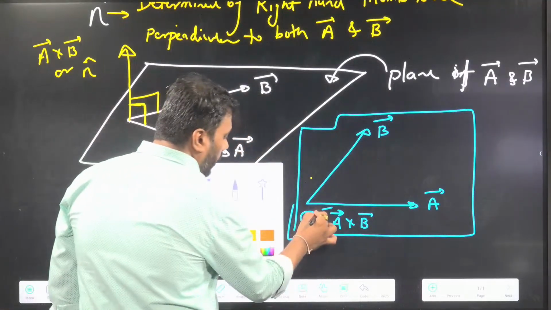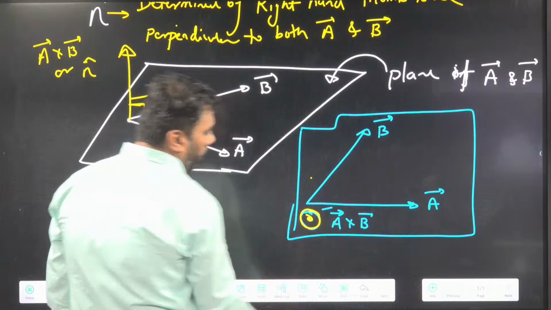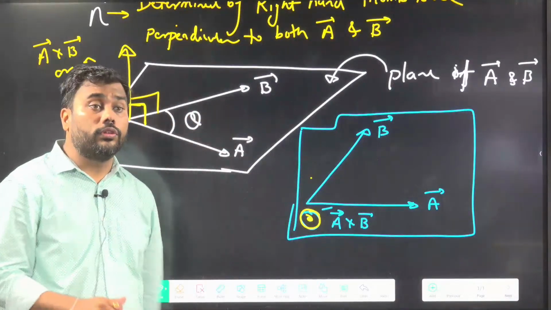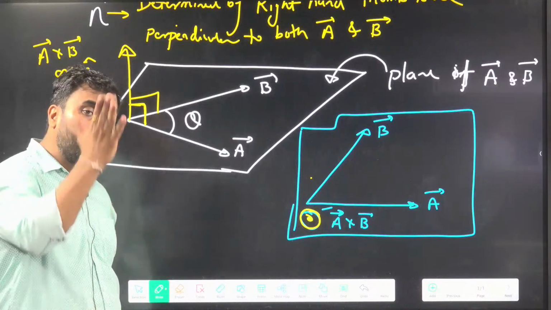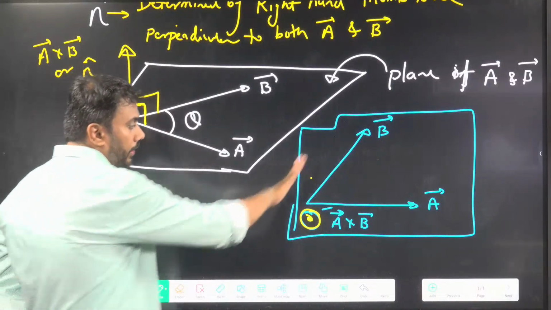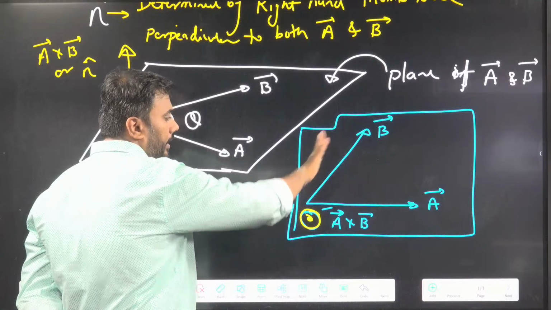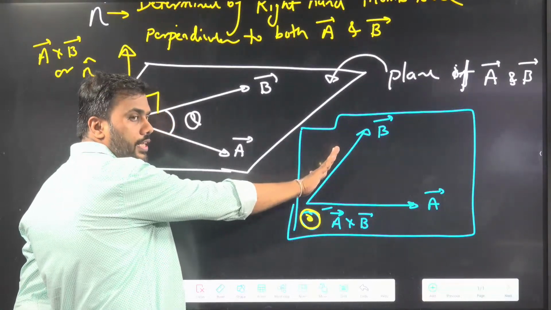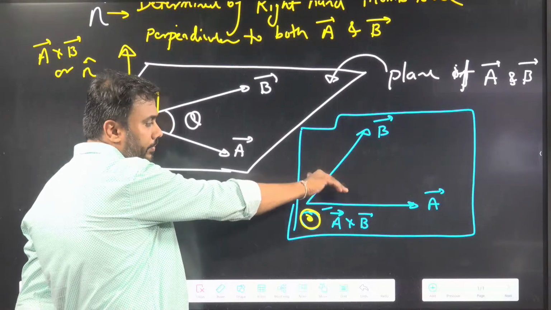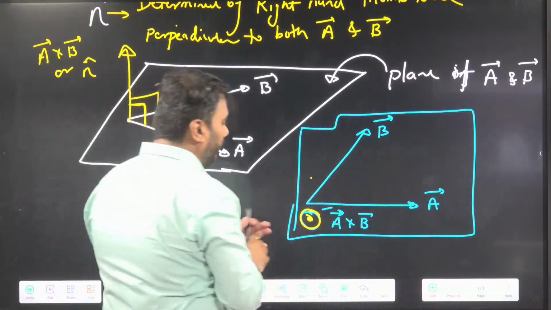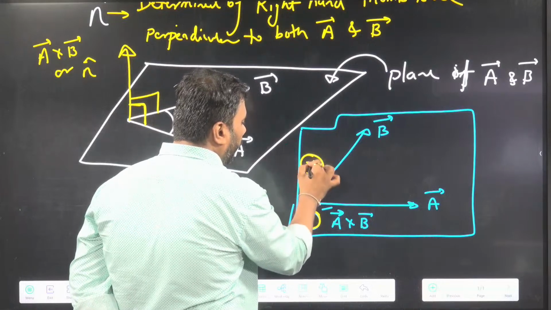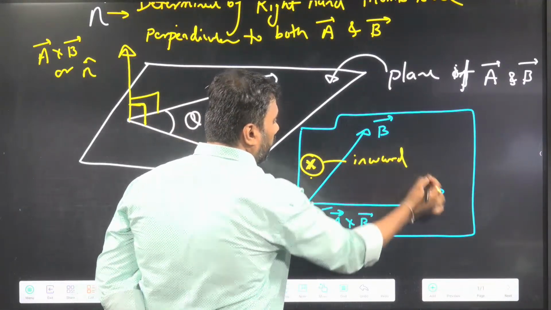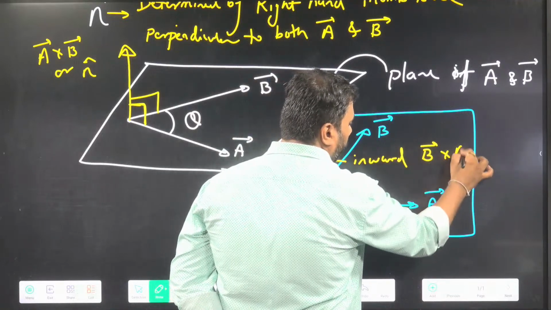To show outward direction, we generally use a dot. The dot shows A cross B. And suppose I want to show the inside direction. If I take B first, then A second, taking the fingers in the direction of the first, then B cross A will be inward. Inward is shown by a cross. This is the direction of B cross A.